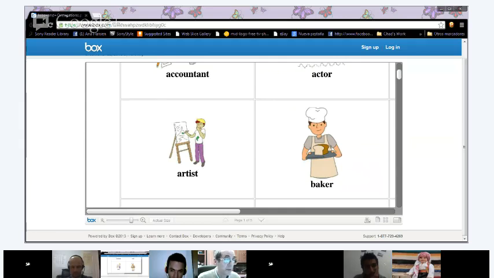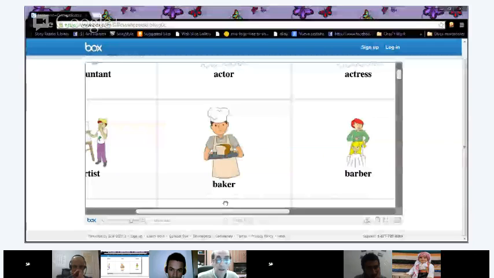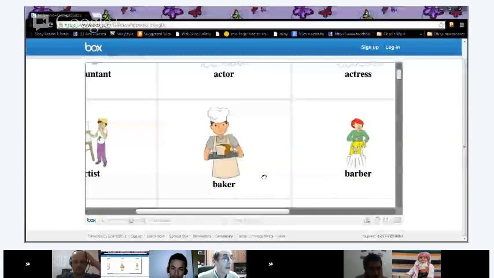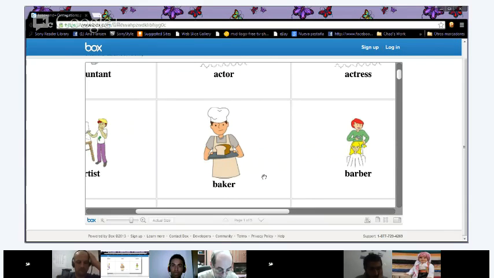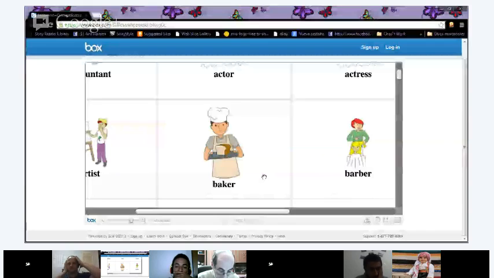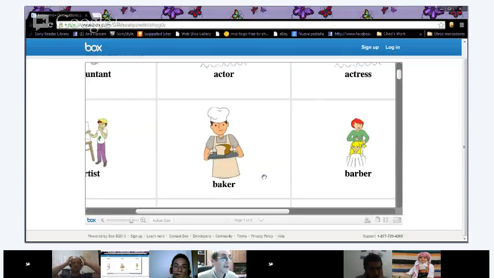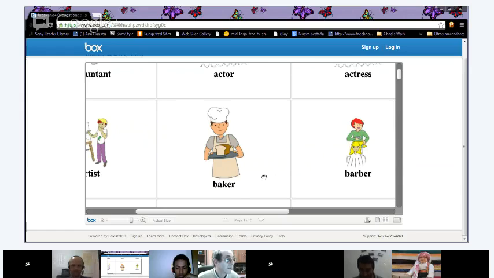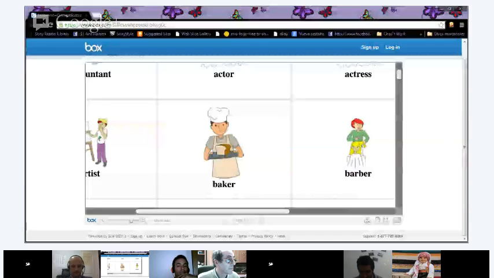How about, Shadi, our next word here? Baker. A baker. Now, a baker, class, is different than a chef. The person who is baking bread. Yeah, so a baker makes things out of bread. So besides bread, because we've already mentioned that, what other types of things would a baker make, class? What are some things that a baker would make?